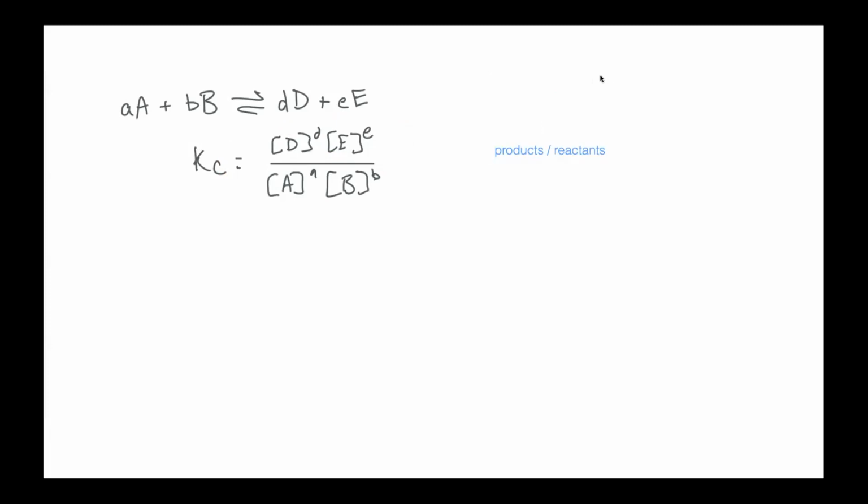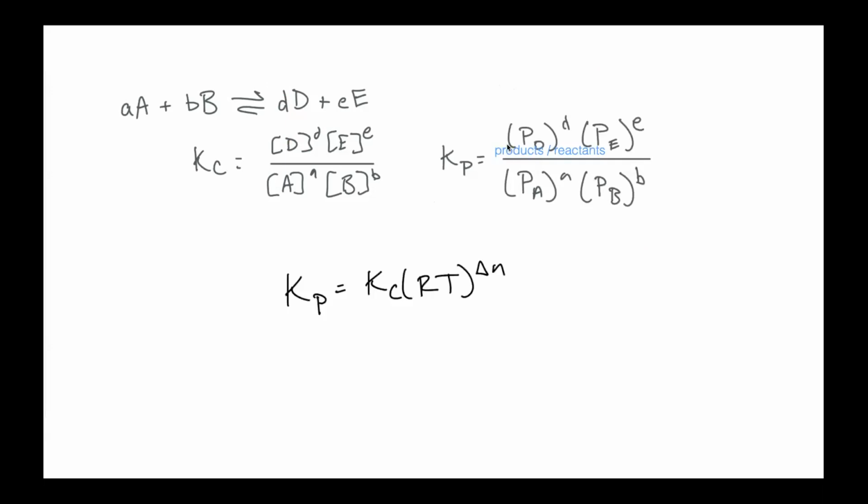So we have our products. We have D and we have E over A and B. And we're going to raise them to the coefficient that's in front of them. So if this was 3 carbon dioxides, we would raise carbon dioxide to a 3. So that's how this works. And let's move this back out of the way. Oh, I can't move it out of the way.